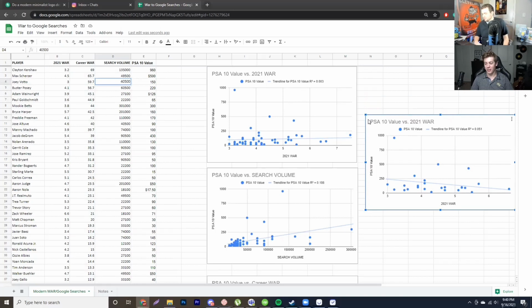So when people tell you to buy off the hype, if you're looking to flip a card in a week or so, yeah, you can buy off the hype. But if you're looking for something that holds its value, it's not going to.